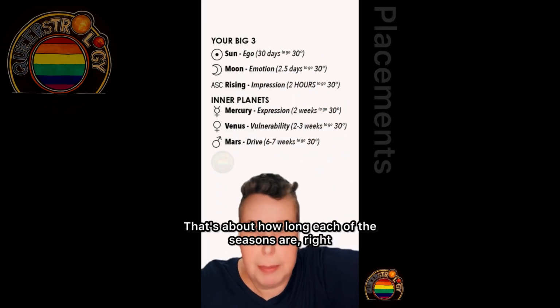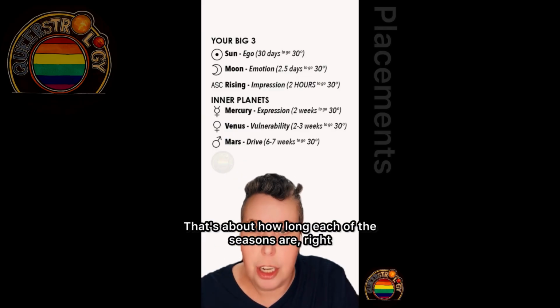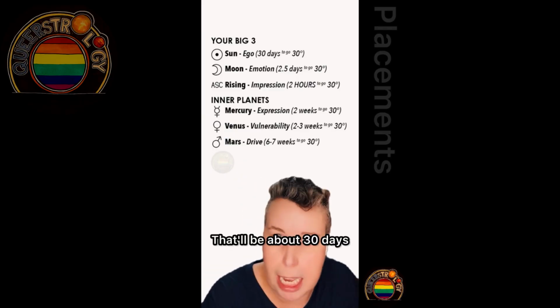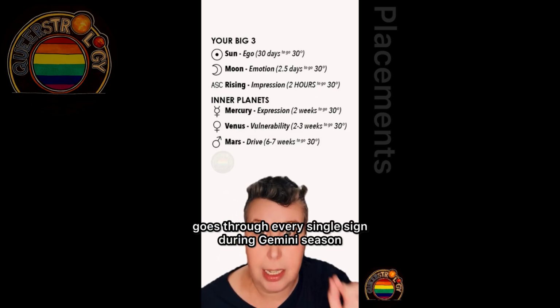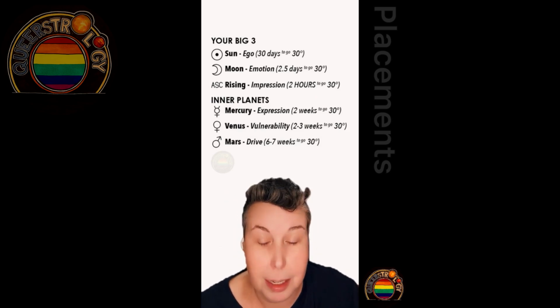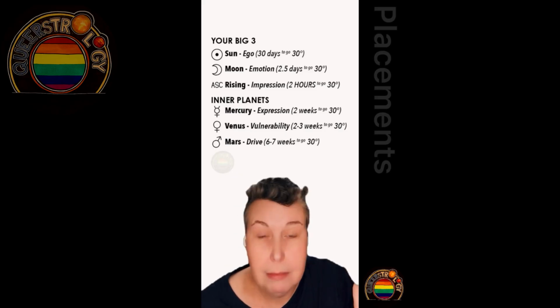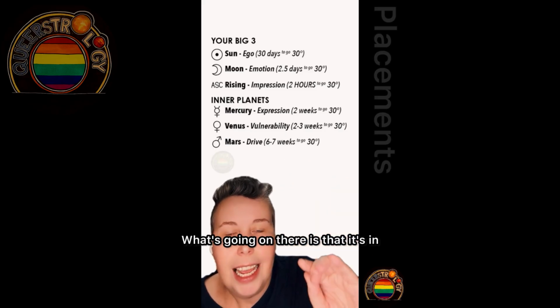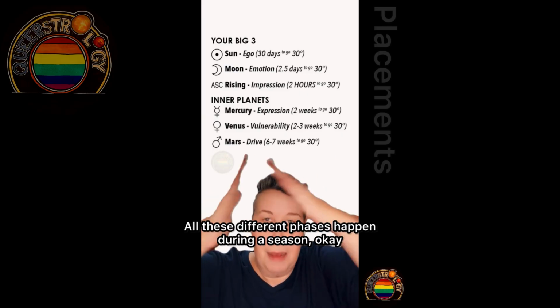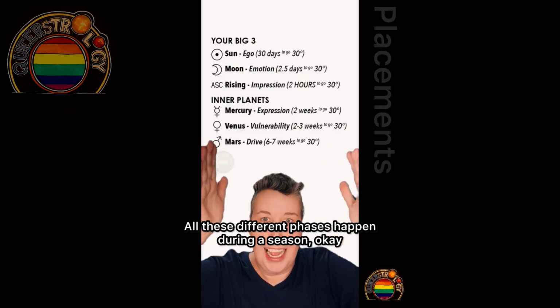Sun is 30 days. That's about how long each of the seasons are, right? Like we just entered Gemini season. That'll be about 30 days. The moon, however, goes through every single sign during Gemini season. Sometimes the same sign twice, right? What's going on there is that all these different phases happen during a season.